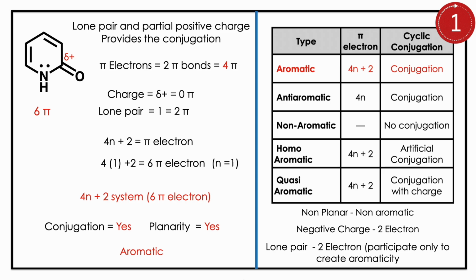So if you count the pi electrons, it's 2 pi bonds, so 4 pi electrons. Charge is 0. The lone pair counts as 2 pi electrons. It's a 4n plus 2 pi electron system where n equals 1, with 6 pi electrons. It has conjugation because the lone pair and carbonyl can provide the conjugation. It is planar. So 4n plus 2 system, conjugation, planar means the given compound is aromatic.